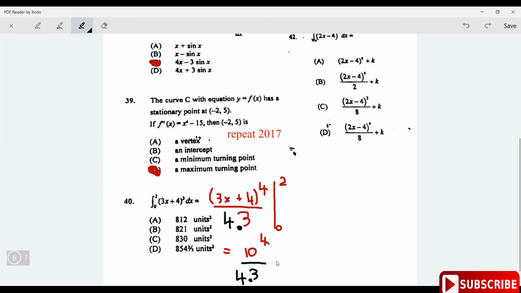So let's put the minus 0. When you plug in 0, you're going to get 4 to the 4 over 12. Let's see if this works out now. What we're going to get now is 10 to the 4 minus 4 to the 4 divided by 12, 812, yeah. Nice. Nice and easy. Moving right along.